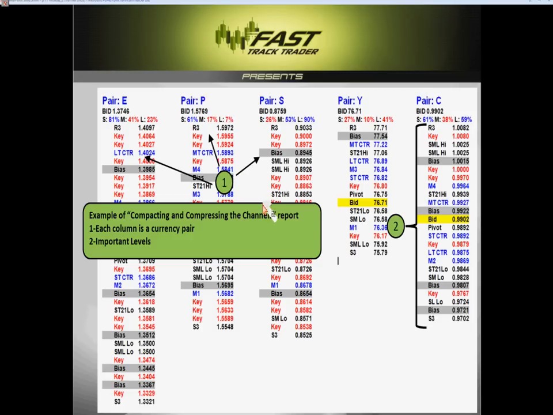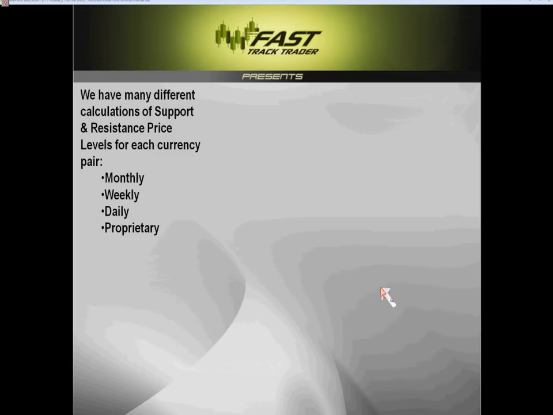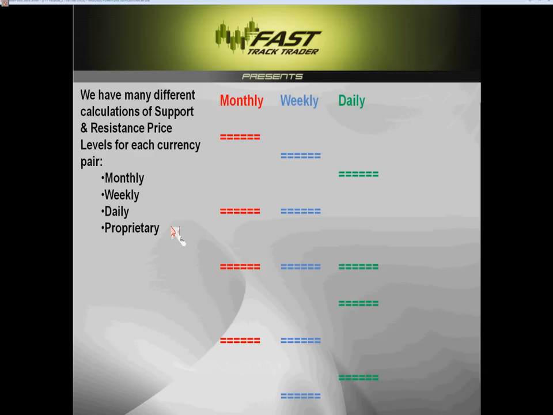Each column is a pair, and we take these important levels, and we take all of these 6 reports and put them together. Now, we have many different calculations of support and resistance price levels for each currency pair. There's monthly price levels, there's weekly, there's daily, and then we have our proprietary.